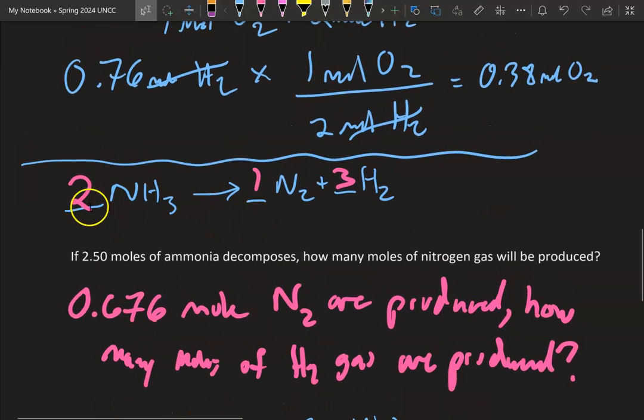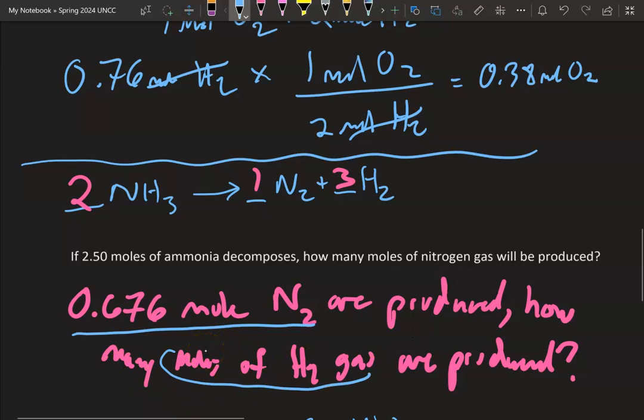All right, so now we're going to go down to a new problem here. This problem involves ammonia decomposing into hydrogen and nitrogen gases. So again, we work out the equation, we balance it. Now the question is, if 0.676 moles of nitrogen are produced, how many moles of hydrogen gas are produced? So in this question, we're providing you the moles of nitrogen gas, and then it asks how many moles of hydrogen gas.